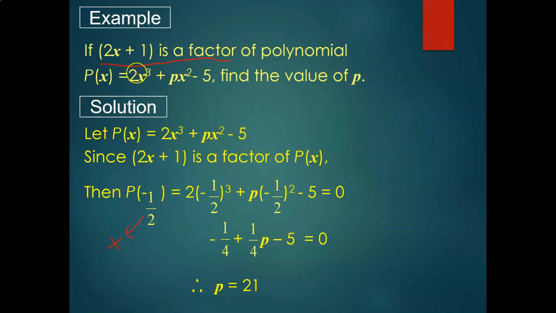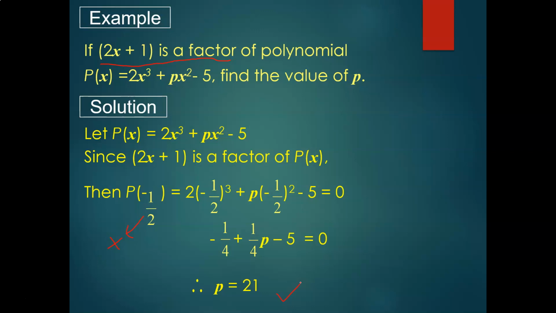So you substitute into this polynomial. And since it said that this is the factor, it must be equal to 0, because it is already told that the linear term is a factor. So the remainder must be 0. When you substitute, you get this whole thing negative 1 over 4, and we still have p left over that we want to solve. Then you rearrange the equation, and you will get p is actually equal to 21. So this is the answer for p.